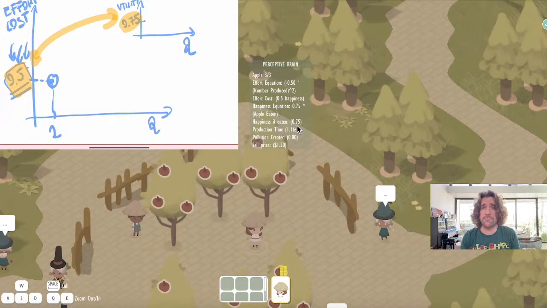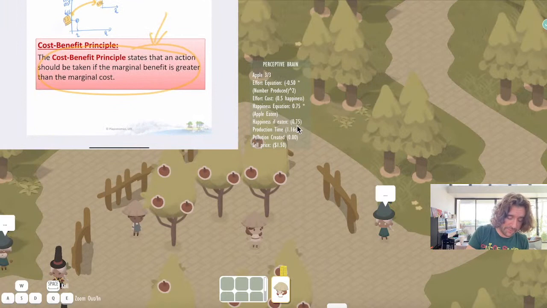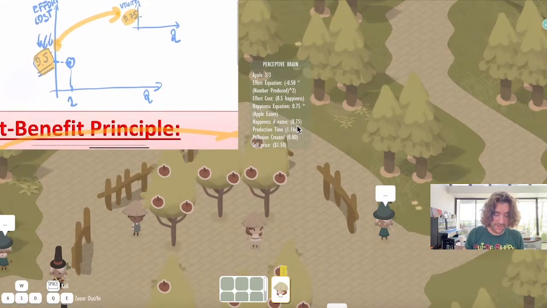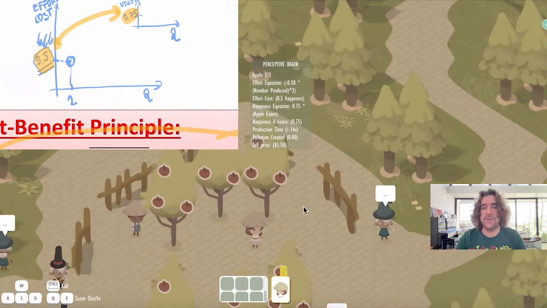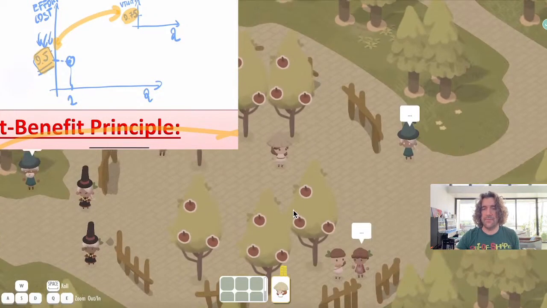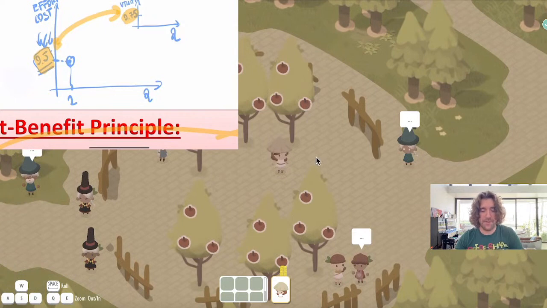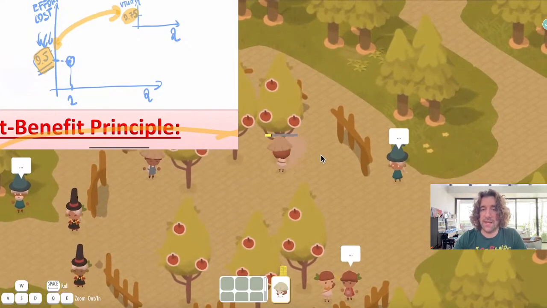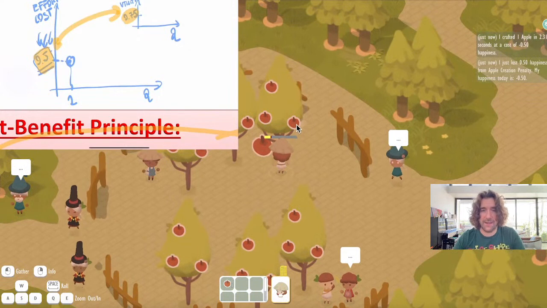So watch out for a really careful calculation of the opportunity cost, because if you don't calculate the opportunity cost, it's also hard to get the cost-benefit principle right. Because at any point, you need to compare the marginal cost, or we should say the marginal opportunity cost, with the marginal benefit. In this case, marginal benefit 0.75 greater than 0.5, it sounds like it's a good idea to pick up that apple. I can stop thinking about it and just pick it up. I am clicking on it and I picked it up.